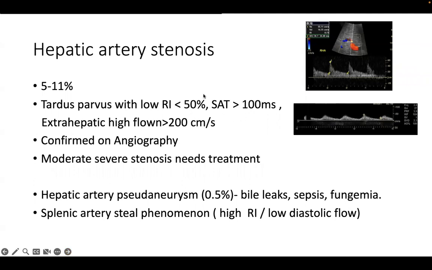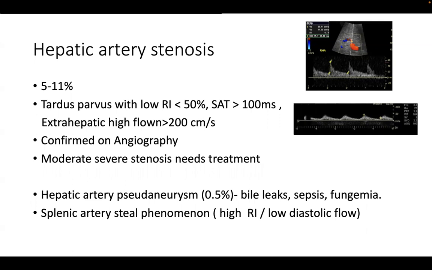So when the radiologist reports this, we confirm the diagnosis with an angiography. If there's mild stenosis, less than 50%, we could probably leave the patient under observation. But if it's moderate to severe stenosis with associated liver dysfunction, it needs prompt intervention. Most of the time, angioplasty and stenting suffices and we can salvage the patient.